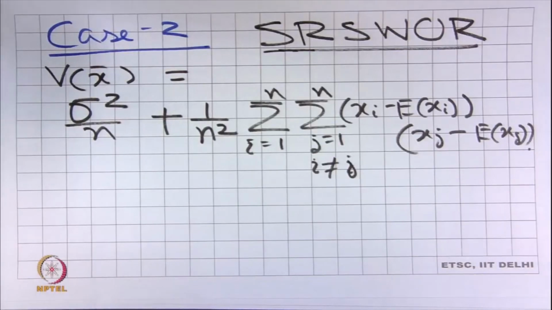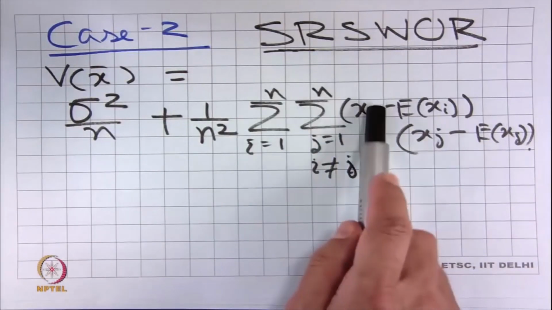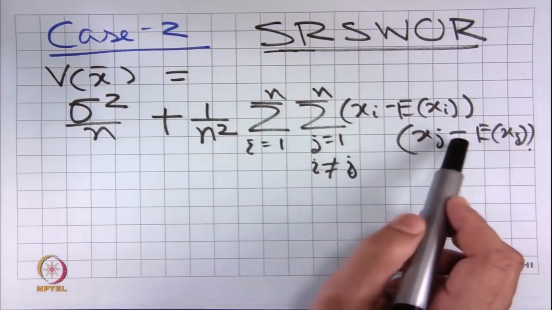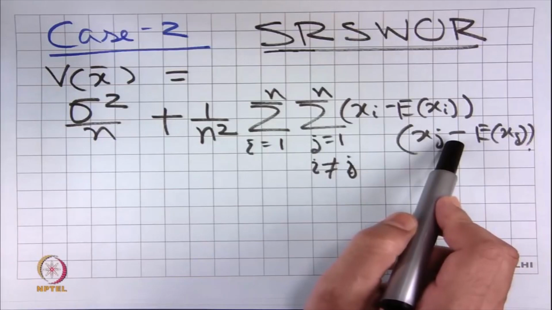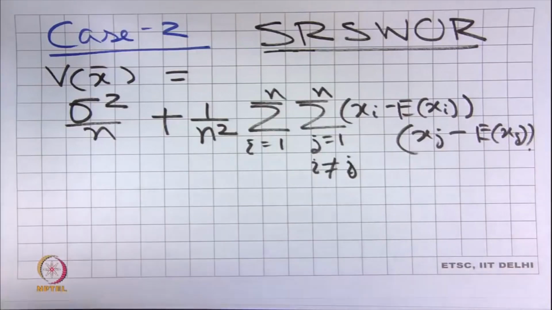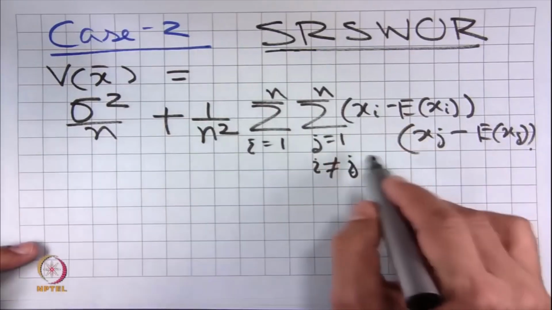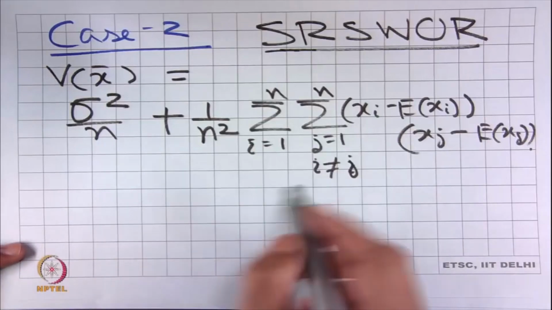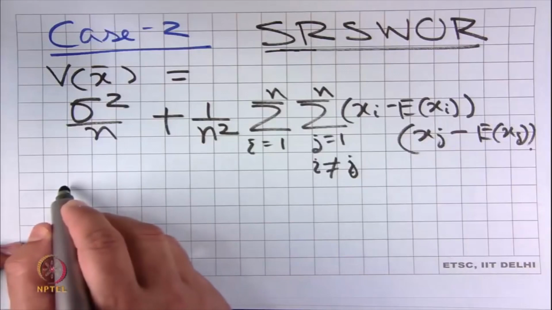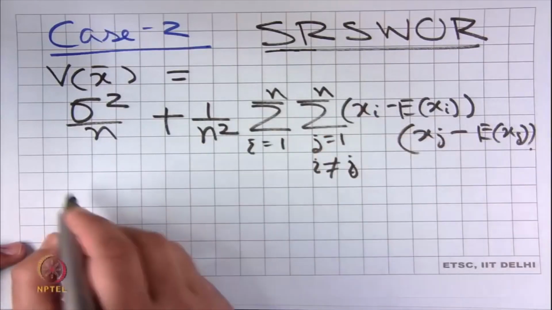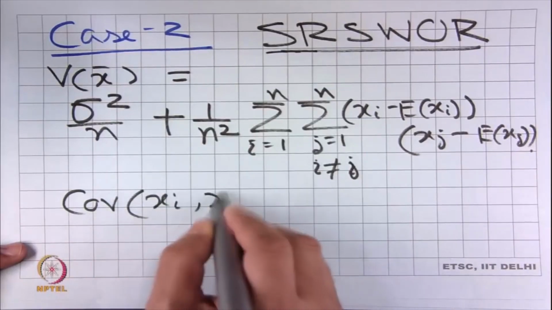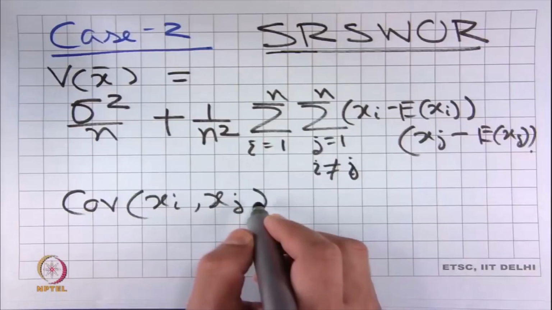Here there is a difference, because these two are not independent. Therefore, depending upon the value of xi, there will be some change in this term. Therefore, we need to look at it in a more careful way. Again, as before, we can see that essentially you are looking at covariance between xi and xj.